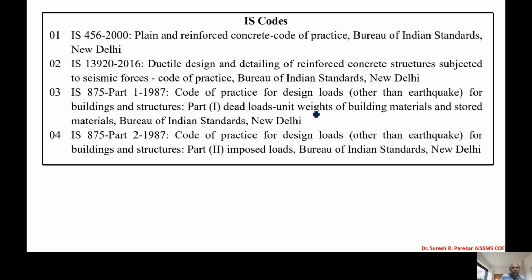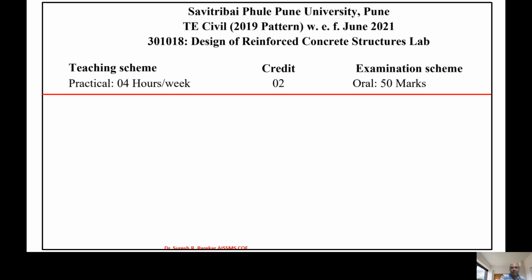Then we have IS codes. I already mentioned IS 456:2000. Then we have this, which is actually ductile design, so can we use it? That is again a big problem. Then we have IS 875 Part 1, which we have already seen for dead load, and Part 2 for imposed load. That is when we are with SD1, so we have that one.